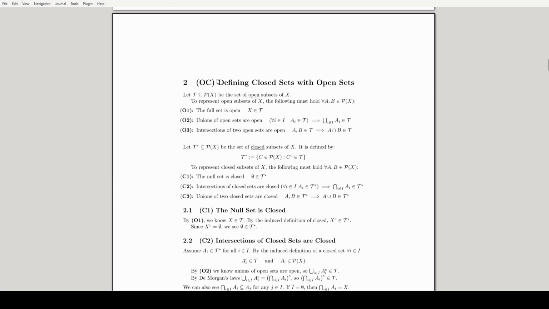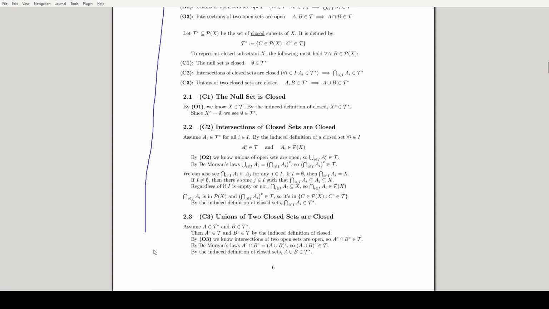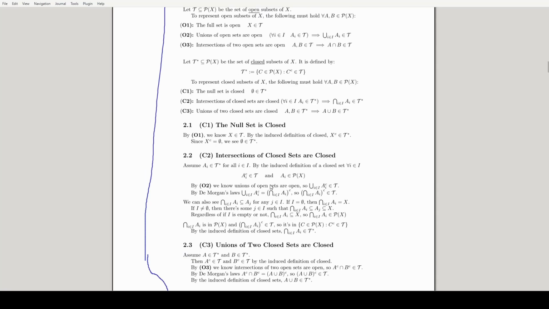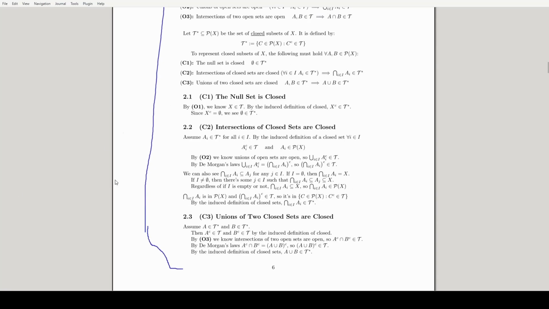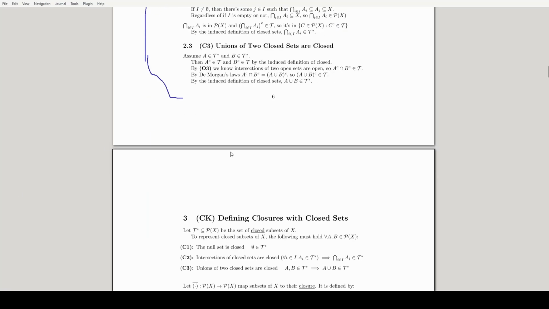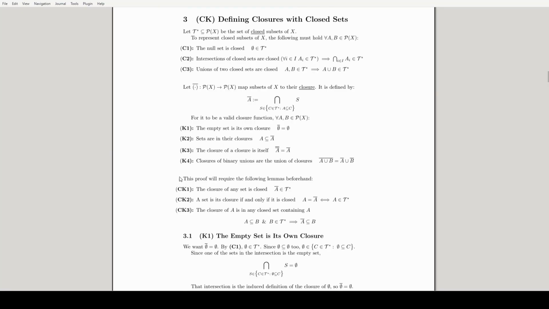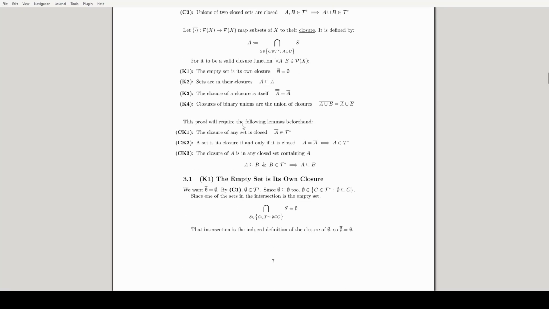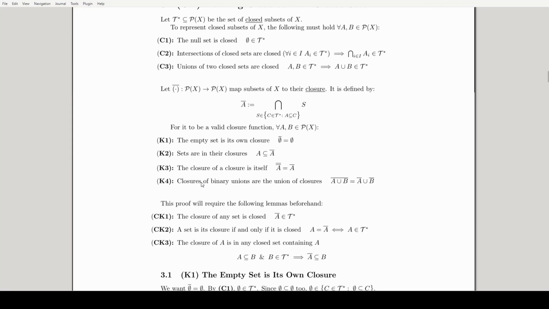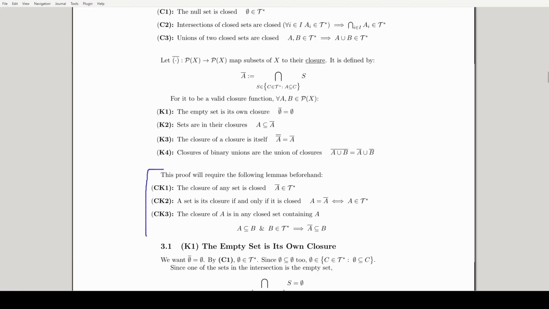I will not be covering these in detail, but I will be covering the lemmas. This one doesn't have any lemma. It's just applying De Morgan's law. It's pretty simple if you've dealt with set theory before. This one is a bit more confusing. It has three lemmas. We need to show that the closure of any set is closed.